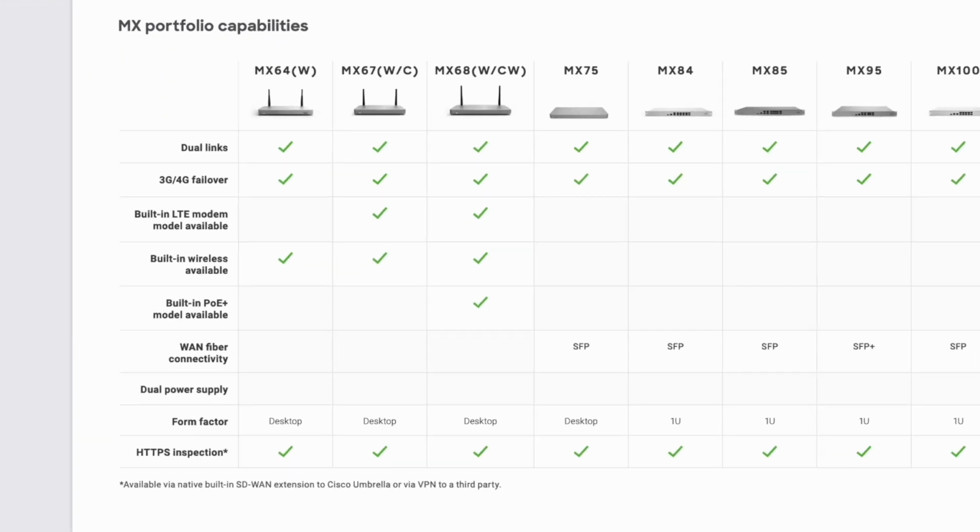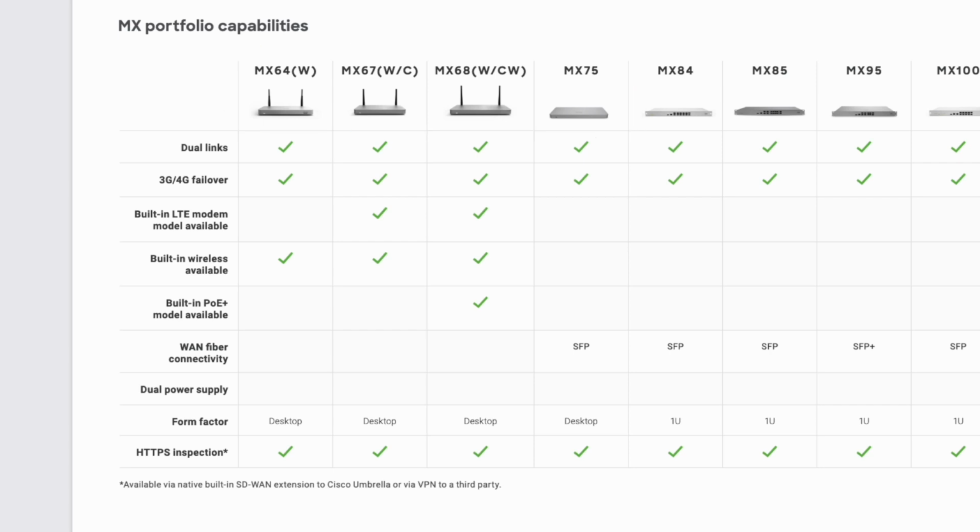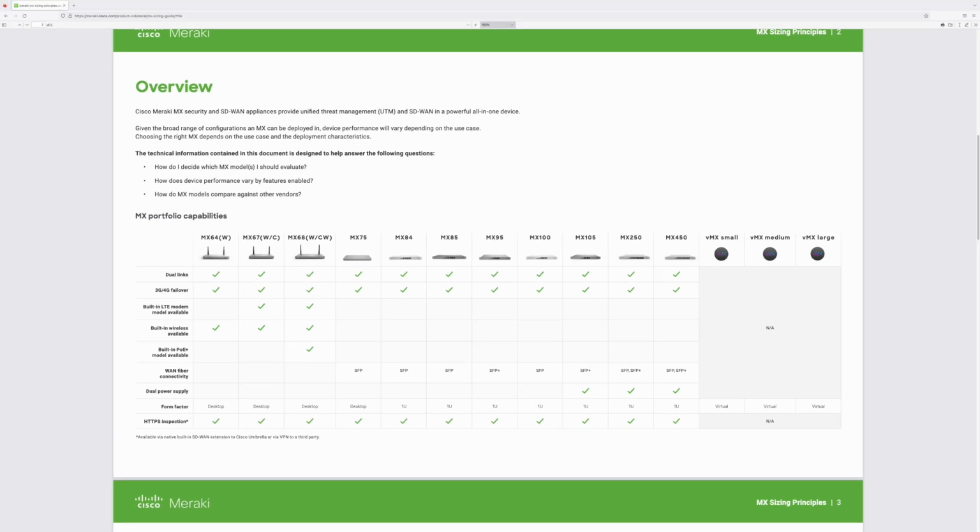At a high level, you've got your desktop form factor, your MX64s, MX67s, MX68s, and even your MX75s. The models with W have built-in wireless access points, and the models with C have built-in cellular. Worth noting with the MX68 devices, there's two PoE ports built in. This means on a branch location, you can also run, say, a PoE camera and a PoE access point as well in a really clean, simple setup.